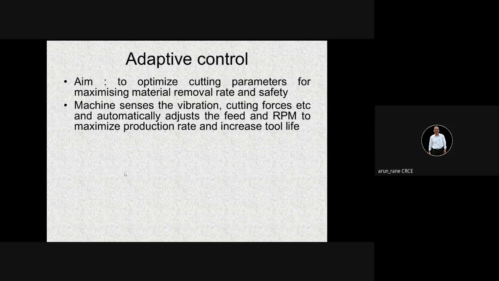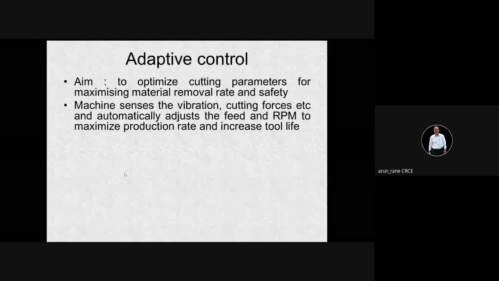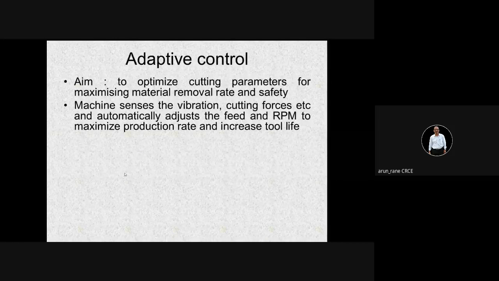If the material is hard, it will change the force, and it will automatically reduce the feed rate. It will automatically reduce the speed of the machine also. If there is no cutting, like if there is a gap, a hollow portion on the workpiece, it senses that there is a hollow portion. How does it sense? There is no load, there is no force.